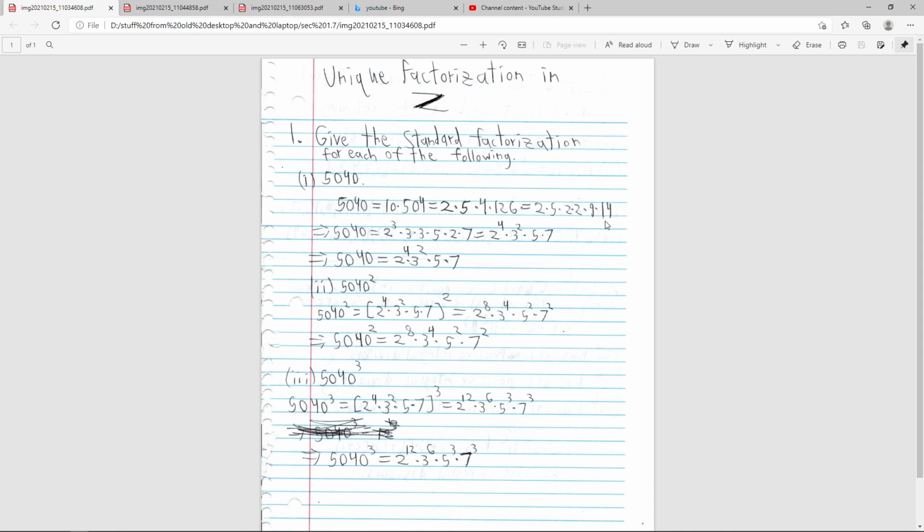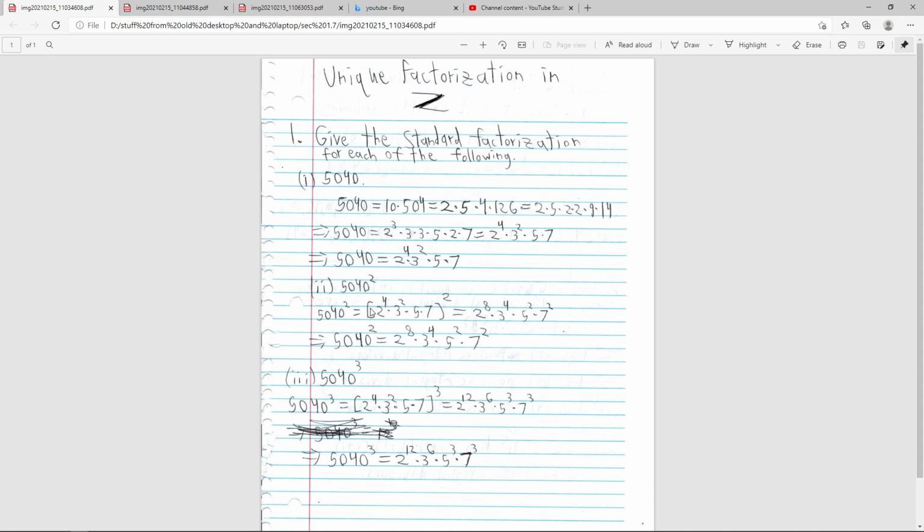That's 4 more. You get 126, and then eventually that 126 can be broken down to 9 times 14. And this all gets broken down as follows. So you eventually get 2 to the 4th times 3 squared times 5 times 7. And that's your unique factorization, and then if you square the whole number, you just distribute the square.